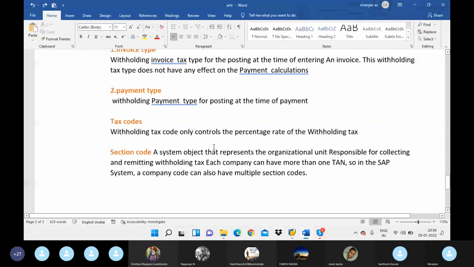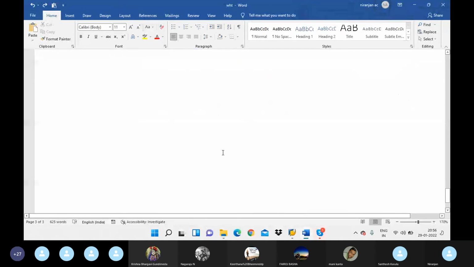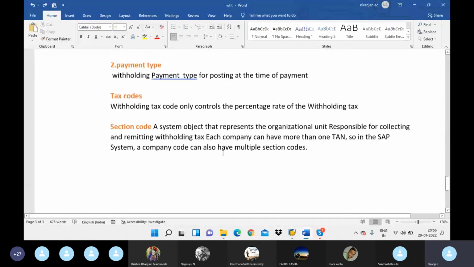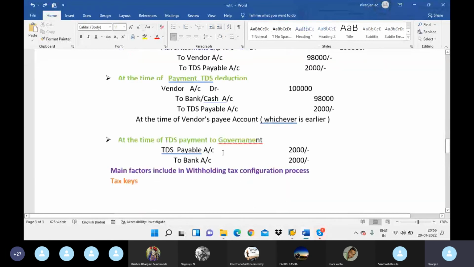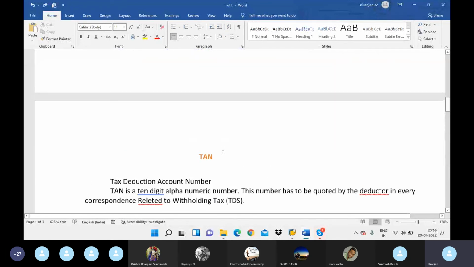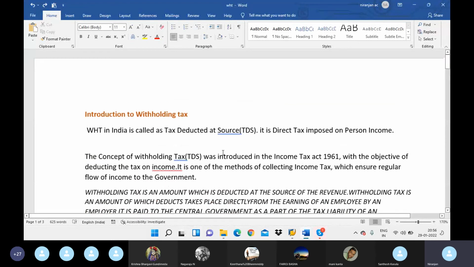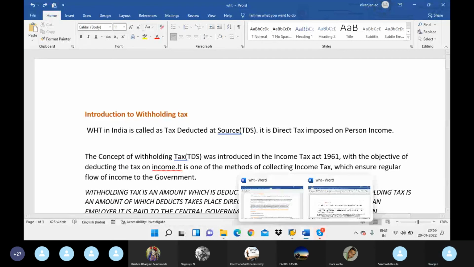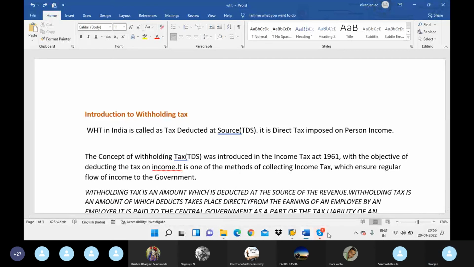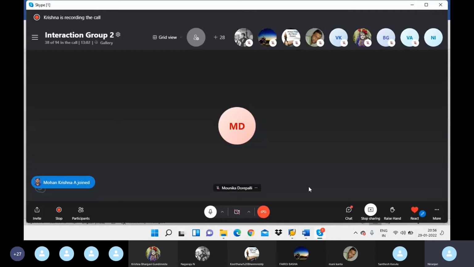Okay, that is the overall concept of withholding tax. I am unable to explain the configuration steps in SAP because of my server problem. Okay, thank you.